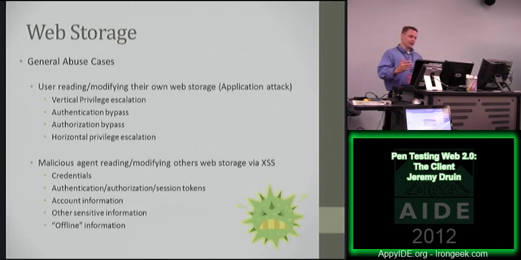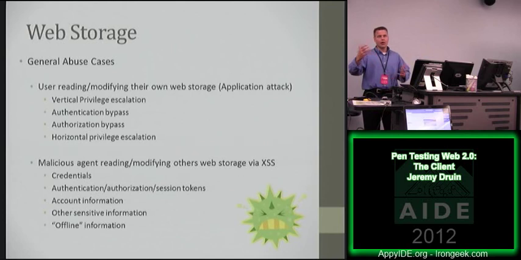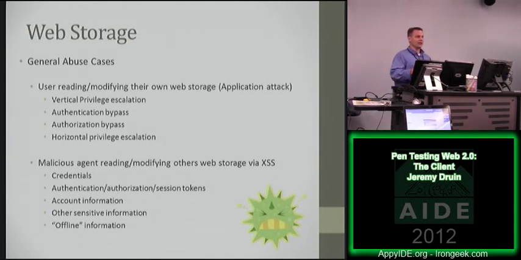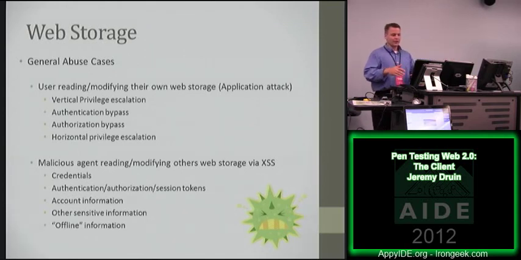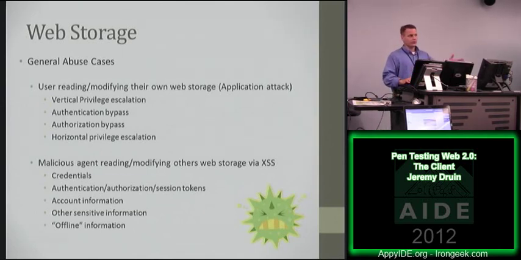The other general category is where a malicious agent is trying to read the web storage of an innocent user. So they want to either read the information or alter it in order to gain some kind of advantage over either that innocent user or over the site. Now in order for that to occur, you need to inject some kind of script into the innocent user's browser, and we'll look at that later with the JSON injection.